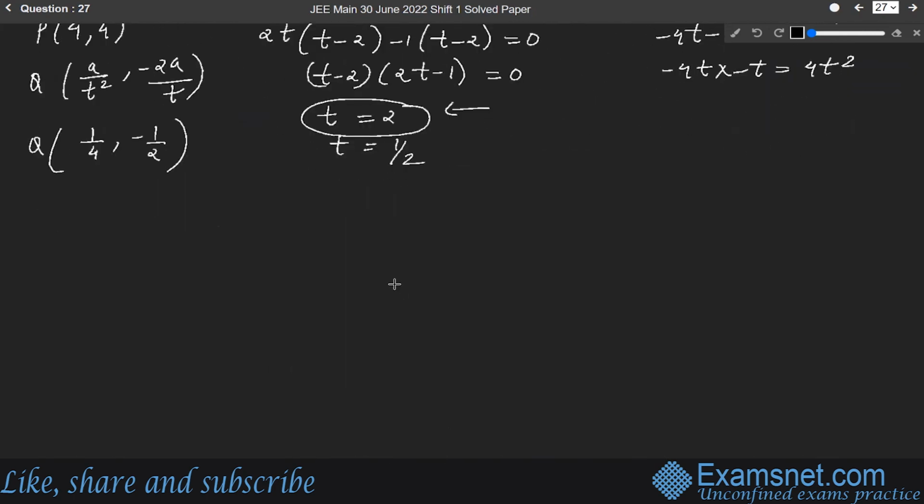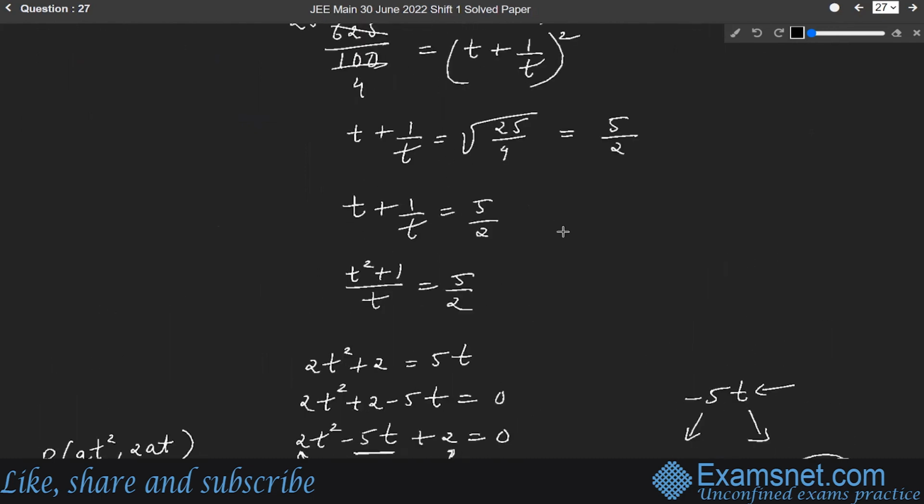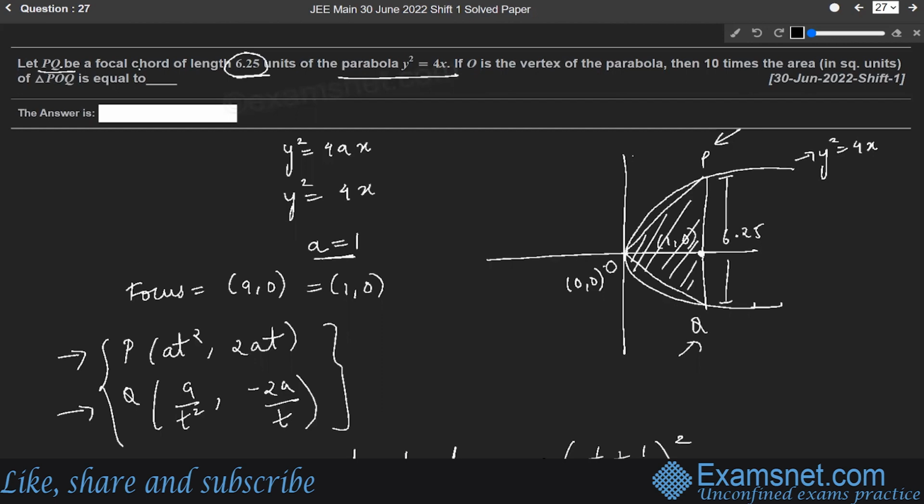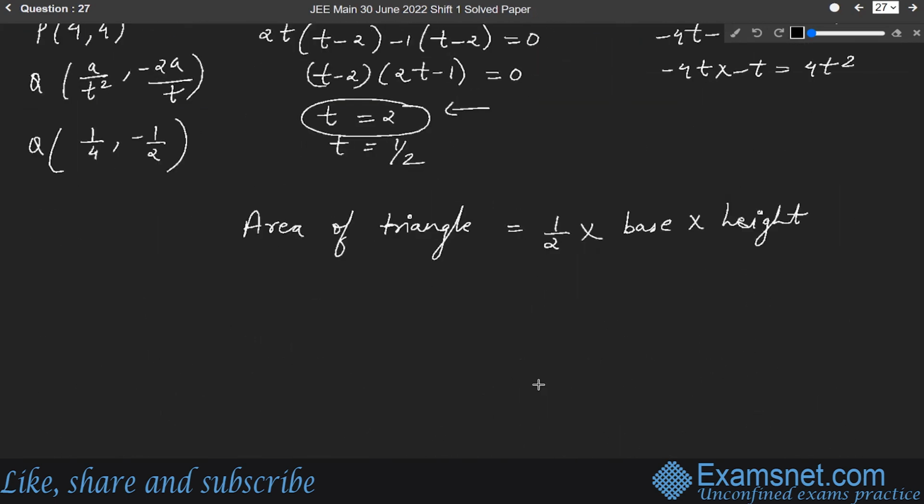We have to use the formula for area of triangle, right? Area of triangle is half into base into height. But again, focus on the question. In the question, one thing is given that we have to find 10 times the area of triangle POQ. Means we have to multiply it by 10. Okay. So multiplying by 10.